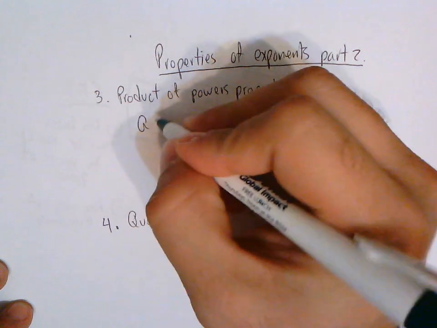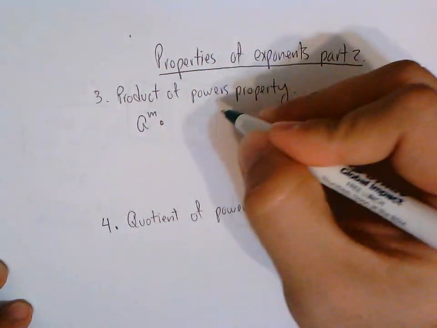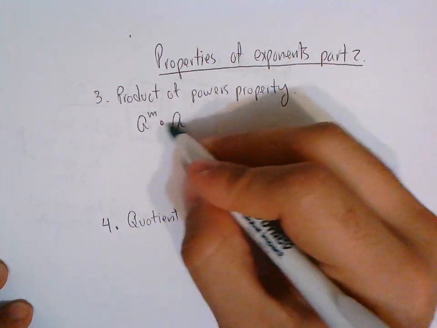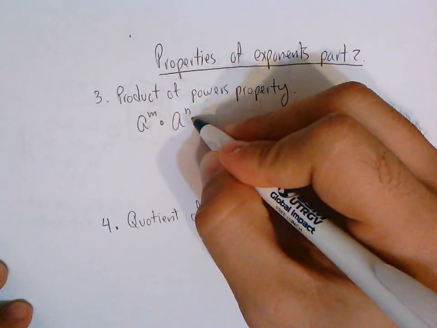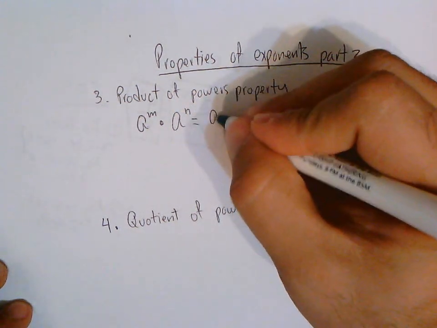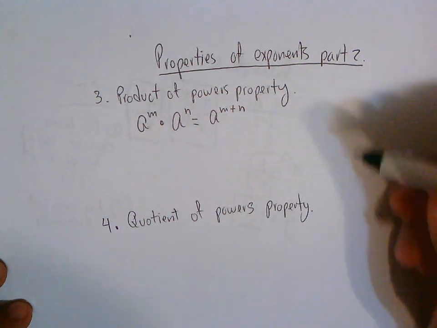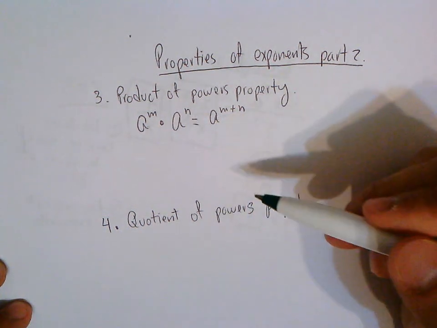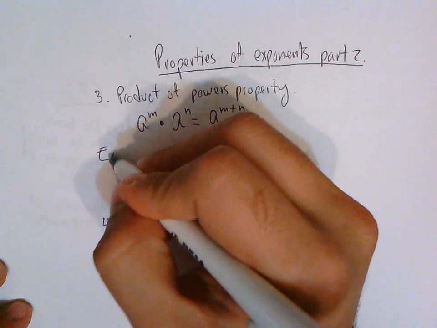If you have a number raised to the power of m, and you're going to multiply that by that same number, we have the same base, raised to the nth power, what you can do is just add the powers. So I'm going to add m plus n. These are the powers, and I keep the same base. Let me give you two examples.